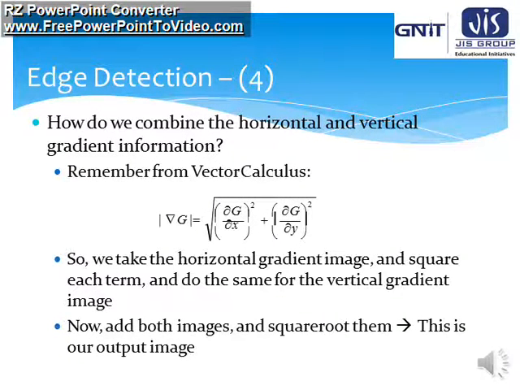How do we combine the horizontal and vertical gradient information? Remember from vector calculus, the magnitude of grad g equals the square root of (del g by del x) squared plus (del g by del y) squared. So we take the horizontal gradient image and square each term, and do the same for the vertical gradient image also. Now add both images and take the square root. This is our output image.